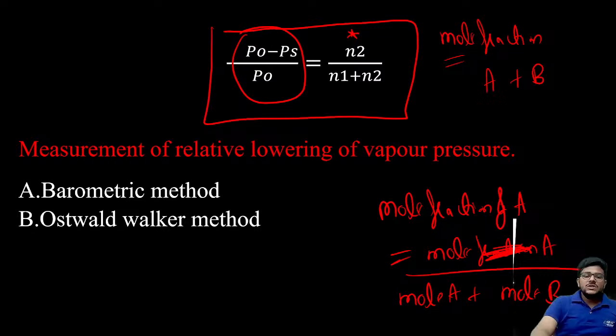So we have two methods by which we can calculate the relative lowering in vapor pressure. One is the barometric method and the next is the Ostwald-Walker method. In GPAT 2022, they asked which of the following is the method of measurement of relative lowering in vapor pressure, and the options were the barometric method, the Ostwald-Walker method, and both A and B. The correct option is both A and B, meaning both the barometric method and the Ostwald-Walker method are used to calculate the relative lowering in vapor pressure.